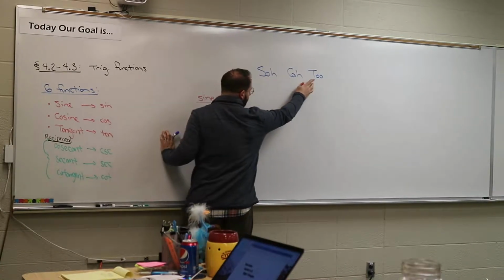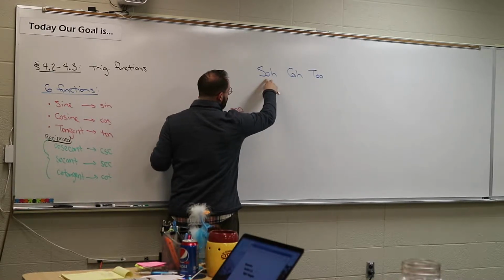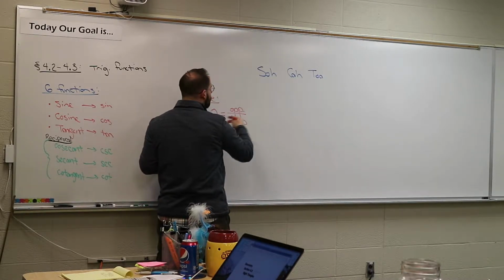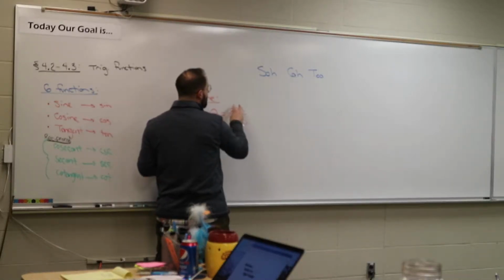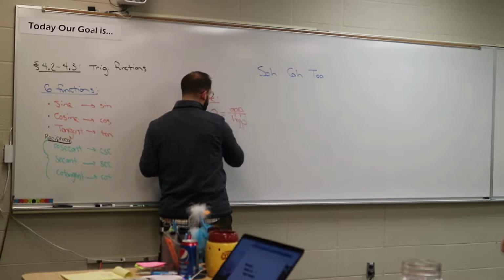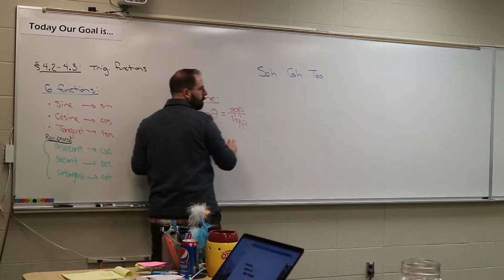The capital letters are the trig functions. The lowercase letters are the actual fraction that goes behind it. So sine of an angle, whatever angle you're going to type here, you use the opposite wall of that right triangle for where that angle sits, and then you divide by the hypotenuse wall.